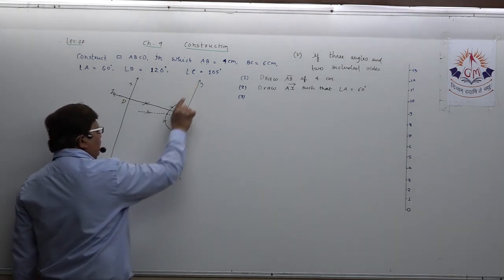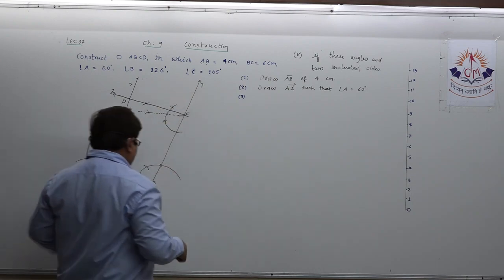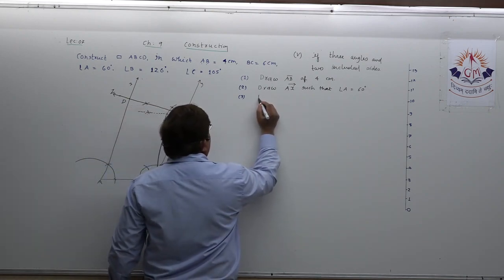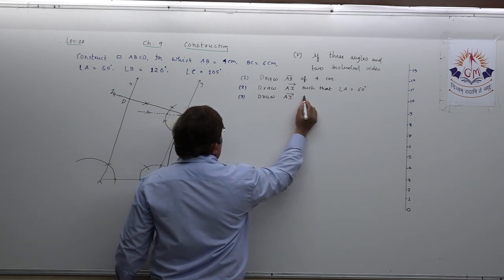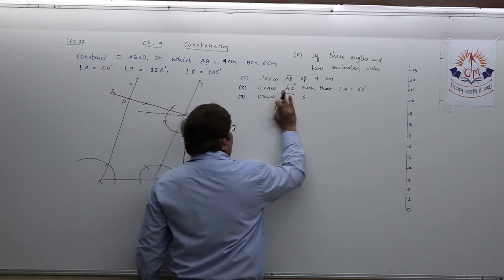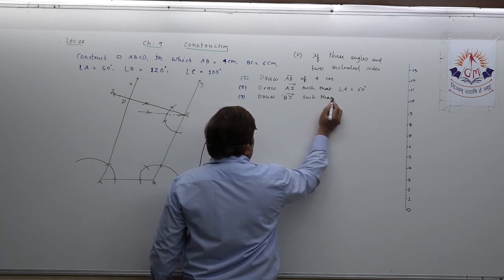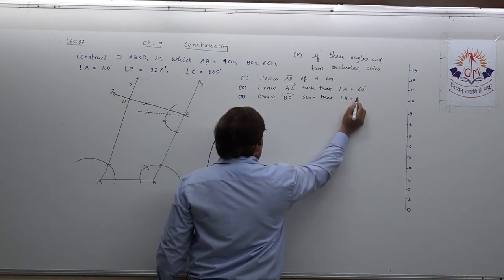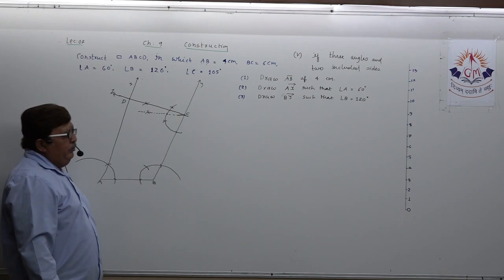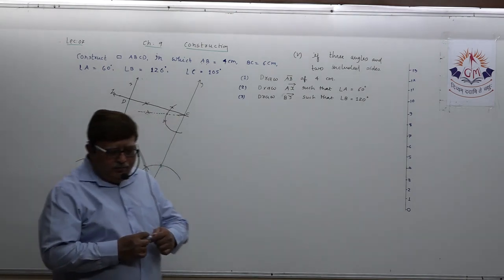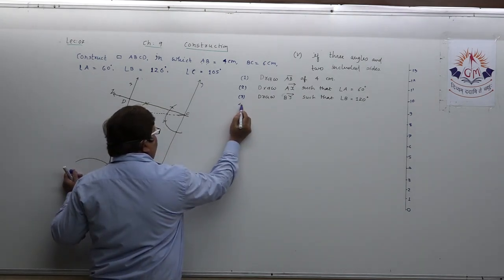Please concentrate here. Ray BY. Can you see this? Ray BY. So you will write this way: Draw ray BY such that angle B equals 120 degree. Easy to understand and easy to remember when you keep the basics in your mind. Understand? Basics have to remain in your mind when you draw such a construction.